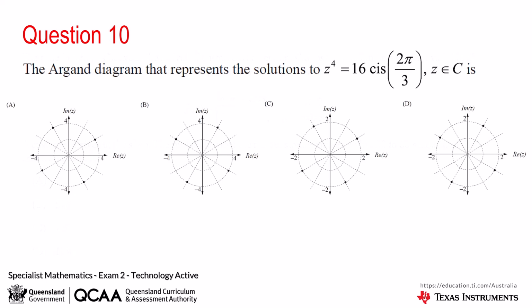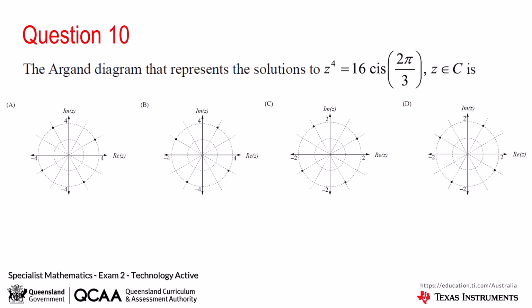In question 10, we're given 4 Argand diagrams, and we're asked to determine which one best represents the solutions to the equation z to the power of 4 equals 16 cis 2 pi on 3. From the fundamental theorem of algebra, we expect a maximum of 4 solutions. And in each of those alternatives, there are 4 dots that each represent a solution.